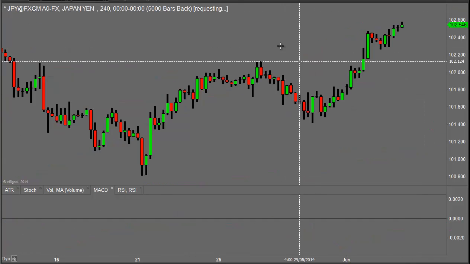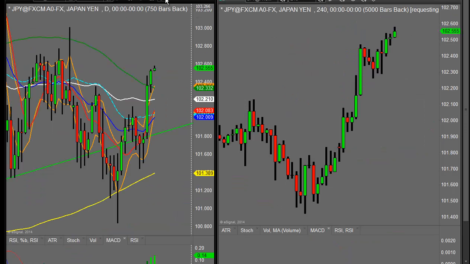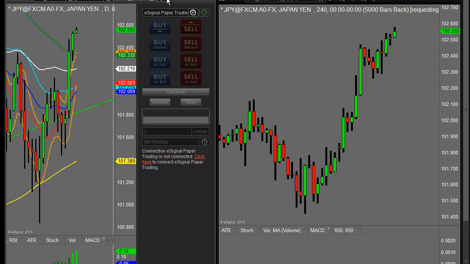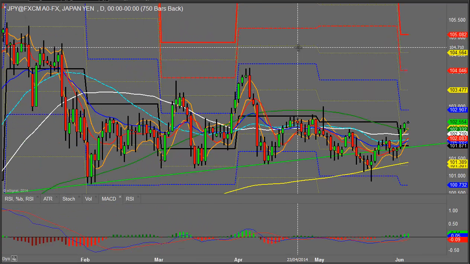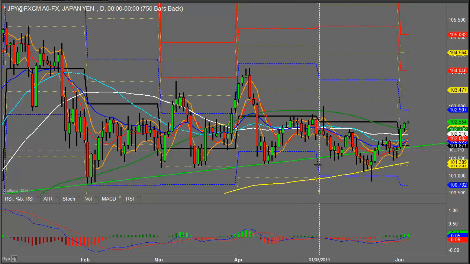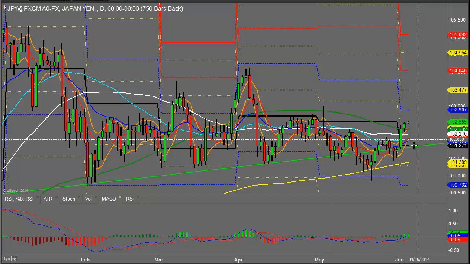Right, let's have a quick look at the yen, dollar yen. Oops, didn't mean to do that. There we go. Dollar yen is very range bound. We've really been running between 101.30 or so and topping out at about 102.70 in the last 6 weeks or so, so that's the range I'm looking at.